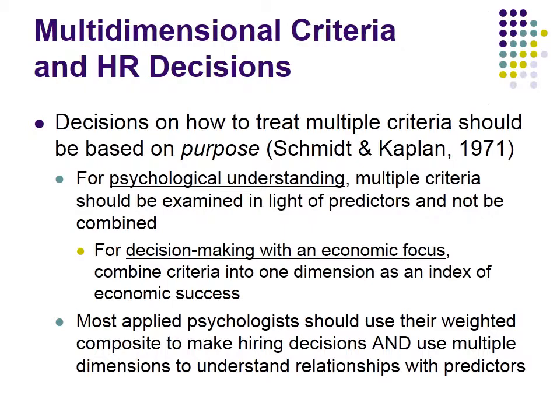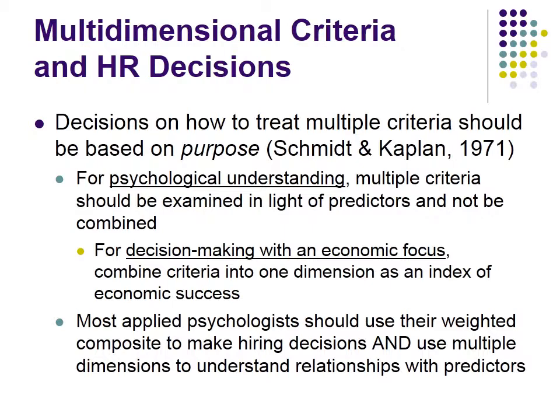So Schmidt and Kaplan in 1971 wrote a really good article on this, and they basically said that you first have to ask simply the question of, are you wanting psychological understanding or decision making with an economic focus? If you're wanting psychological understanding, the multiple criteria should be examined in the light of the predictors and not combined. In other words, if you're doing a 360 evaluation, if you're doing performance management, if your purpose is to find strengths and weaknesses, then you should never even be trying to come up with a composite score. You should be looking at them individually to inform actionable feedback that people can act on through coaching and through performance management.